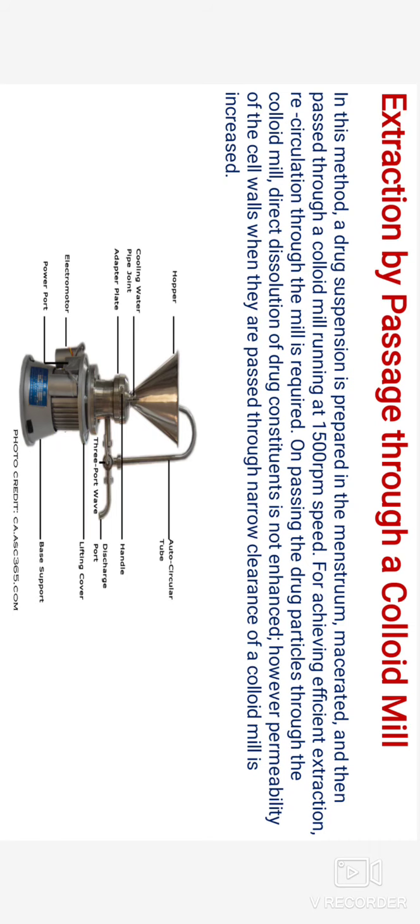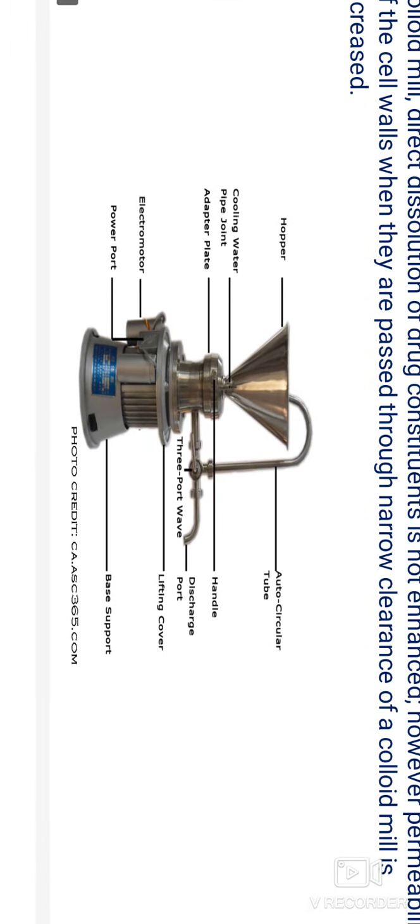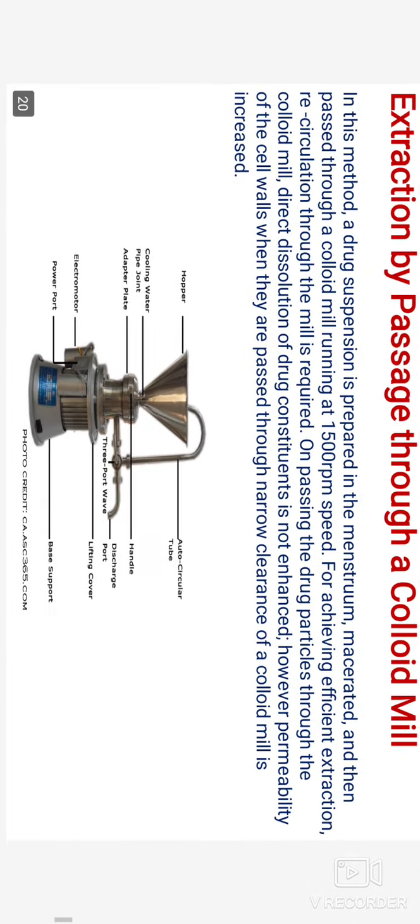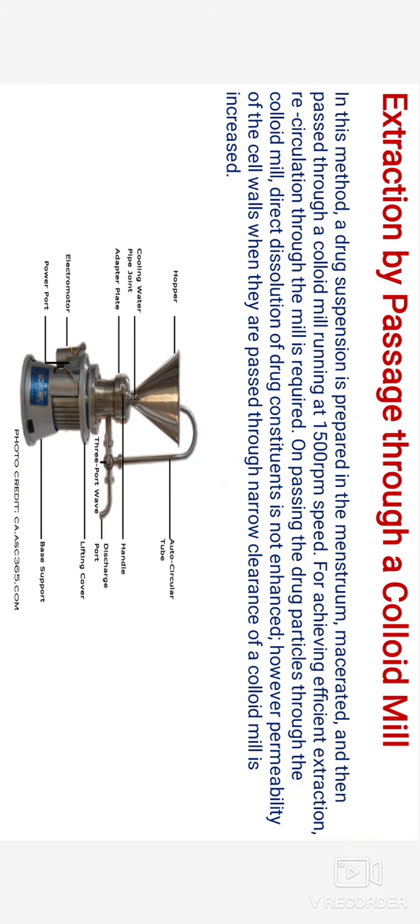You can see this image of colloid mill: hopper, outer circular tube, then cooling water, pipe joint, then adapter plate, handle, discharge port, then 3-port valve, then lifting cover, electric motor, power port, base support. These are the parts of the colloid mill for extraction by passage through a colloid mill.